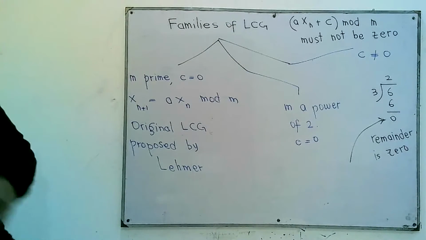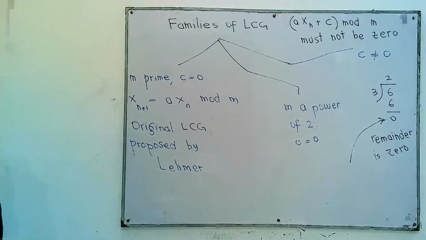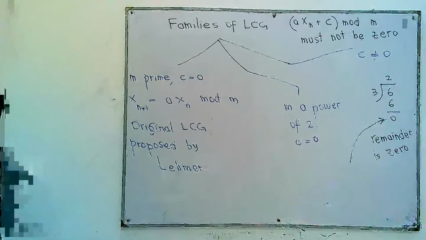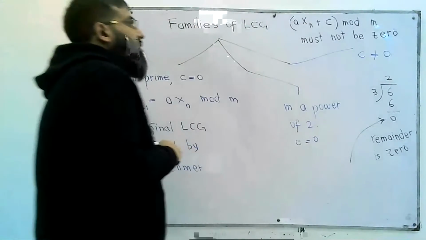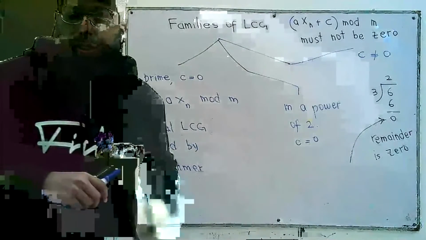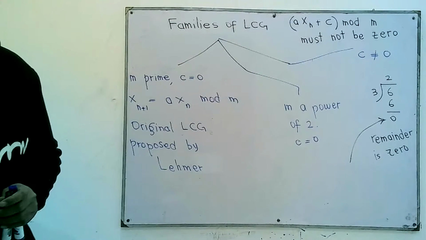Families of LCGs, a x_n plus c and m, they should be relatively prime to each other. Relatively prime means a x_n plus c should be relatively prime to m, so that their remainder division doesn't give you a 0 and you keep on going. Otherwise you cannot go further.